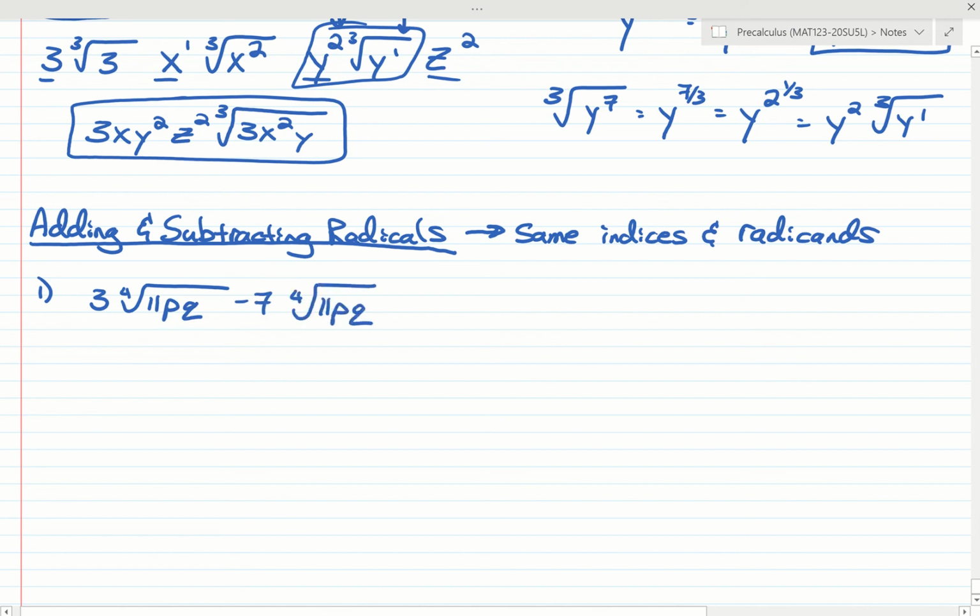We have the same indices. We have the same radicands. So let's combine them, right? If you have 3 apples minus 7 apples, you have -4, right? I mean, you can't really have a -4 number of apples, but they're like terms. So we would have -4 fourth roots of 11pq. That would be how you reduce this.